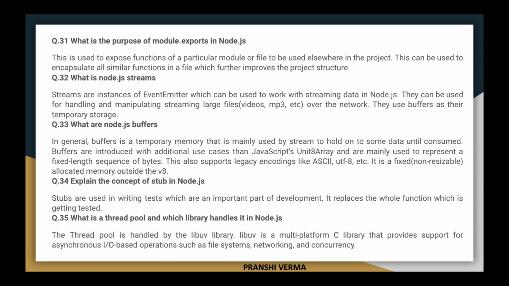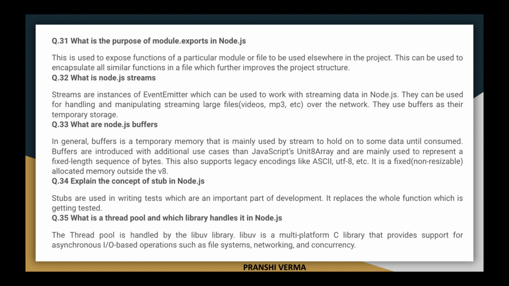Next question is, what are Node.js buffers? Answer: in Node.js, a buffer is a temporary storage area for data while it is being moved from one place to another. Buffers are used to represent binary data in a format that can be manipulated using JavaScript. Buffers are essentially arrays of integers, where each integer represents a byte of data.